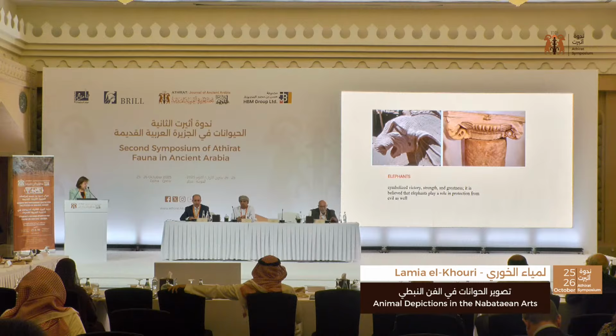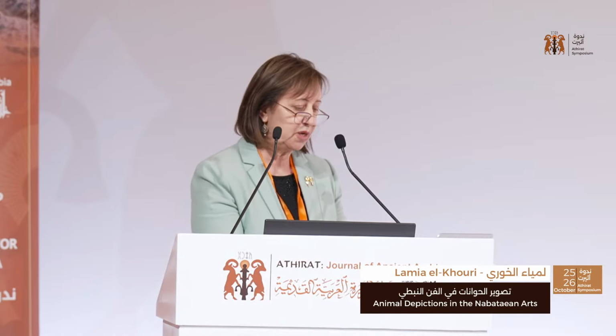And also similar capitals were found at Khirbet al-Tanur and Khirbet Brak. These are also 2 Nabatean sites. The elephant symbol was associated in Greek civilization with King Alexander the Great. By the Nabateans, it most probably symbolized victory, strength, and greatness. It is believed that elephants play a role in protection from evil as well.